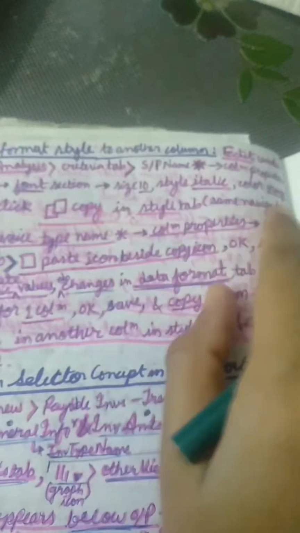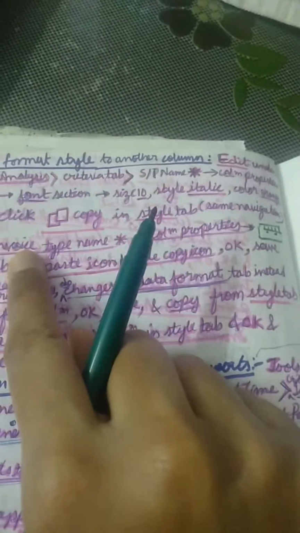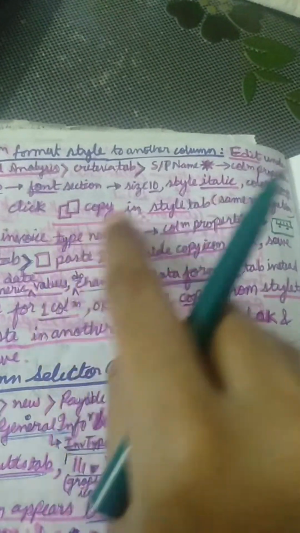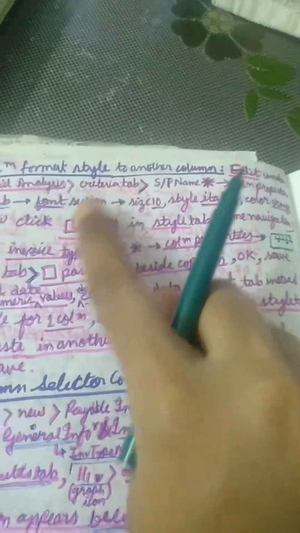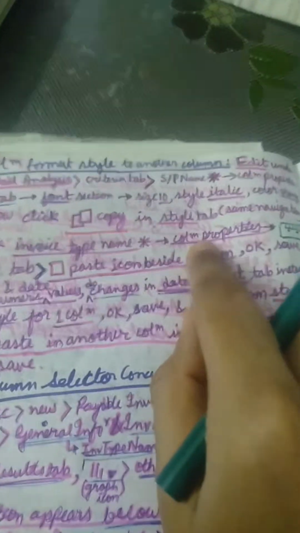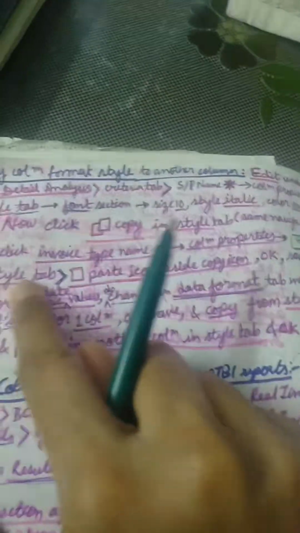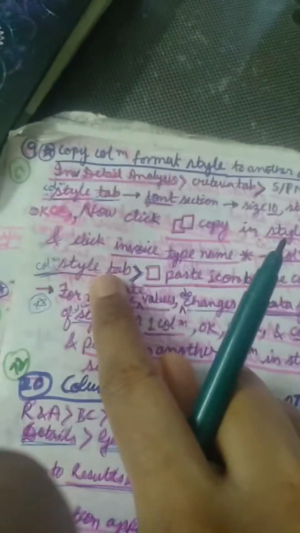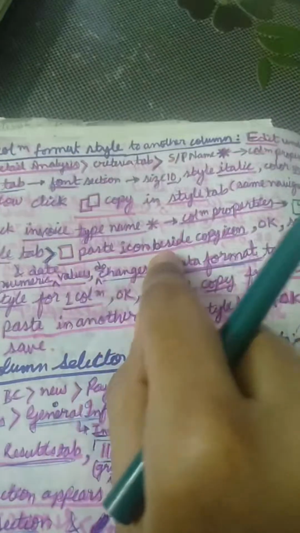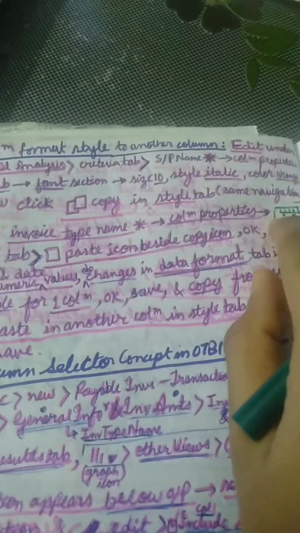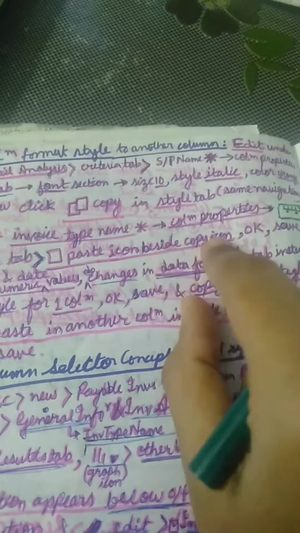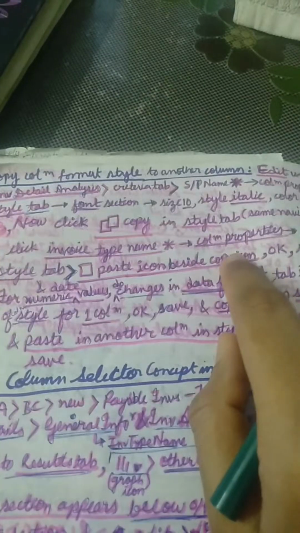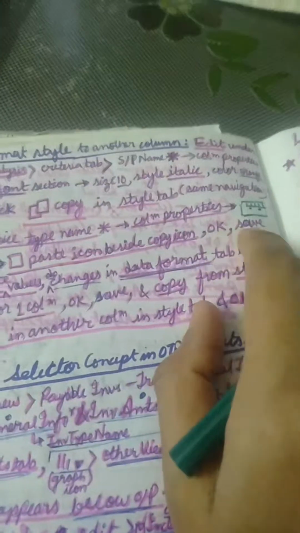Once you do copy, we click on OK, and then we come back to the selected columns section in the criteria tab. Again I am going to invoice type name here. I am going to column properties, same navigation, column style tab. Here I have a paste icon. So in the style tab itself, you have a copy and paste option for copying the entire column format style. We click on OK and we'll save.